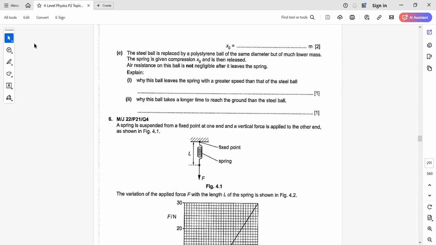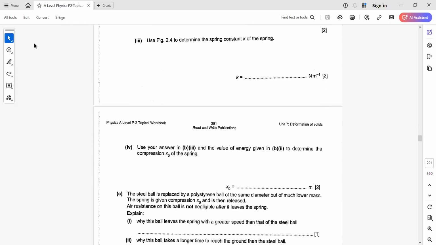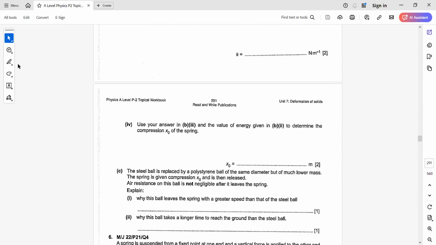Then what else? They say use your answer to find the compression. So now we can do that. E is equal to half kx squared. E is the same as the elastic potential energy or the kinetic energy. We just figured out K, that was 64, and X is unknown. So X comes out to be 0.079 once you solve for it.